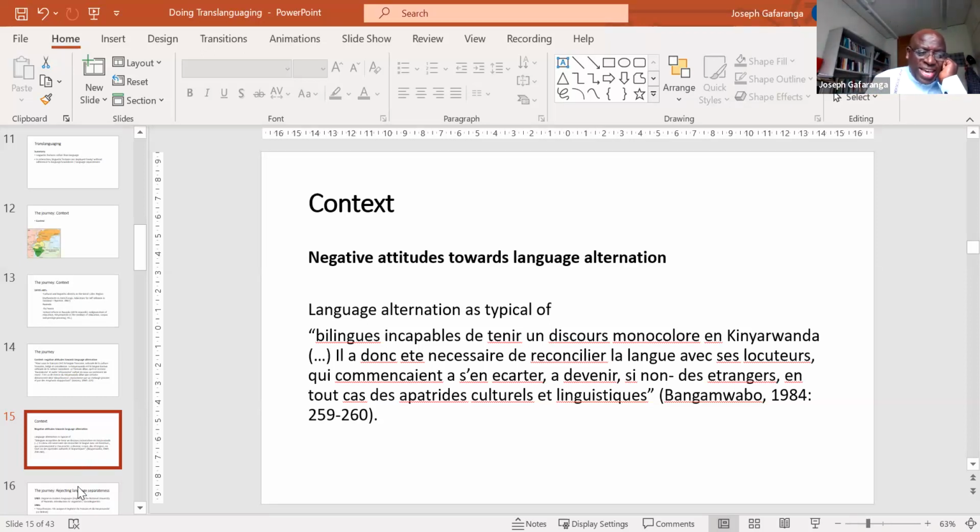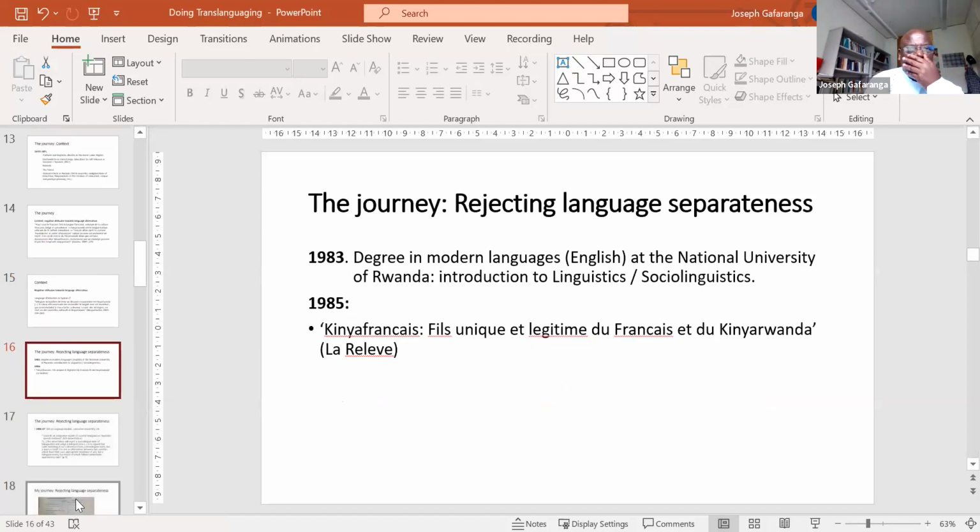And in this context, then, I started working. I graduated from the National University in 1983 with a degree in modern languages, but they really called it English. And on the degree, I had been introduced to linguistics, and I have some notions of social linguistics, but very basic ones. And because of that discourse, I reacted to that negative picture of the alternate use of Kinyarwanda and French.